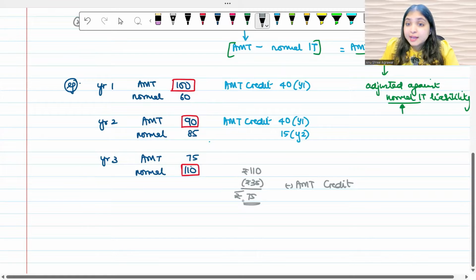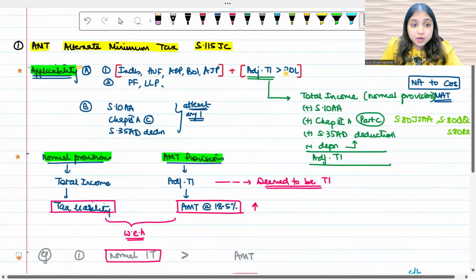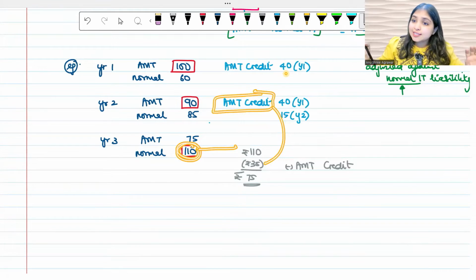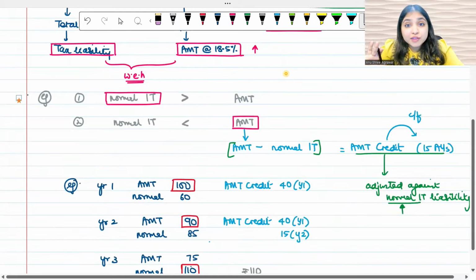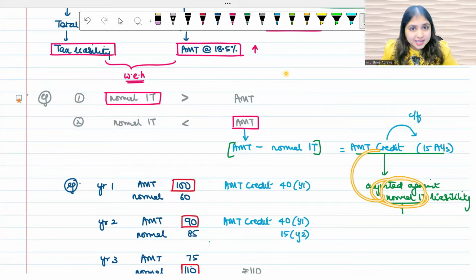Are you understanding? Government is saying, listen, assessee, if AMT is applicable for you, if these two conditions are fulfilled, and let's say normal income tax is higher, so normal income tax you're paying, but AMT credit you're having, yes, you can utilize AMT credit. This is the only work of AMT credit, guys. Whenever normal income tax is higher, at that time I will adjust AMT credit.